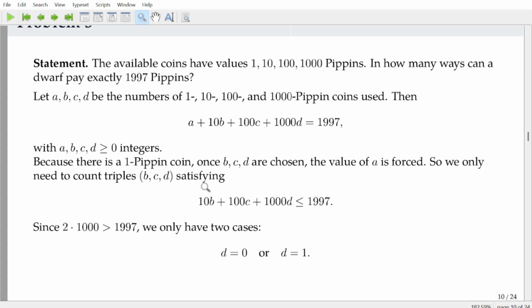So all that we really need to find are the number of triples B, C, D satisfying this inequality, I should say here. 10B plus 100C plus 1000D needs to be less than or equal to 1997. Right? If it's less than 1997, then we're going to have some number of one pippin coins that we need to use to get to exactly 1997. If it's equal to 1997, then A is 0, because then we don't need any 1 pippin coins. So this is the inequality now which we need to solve.